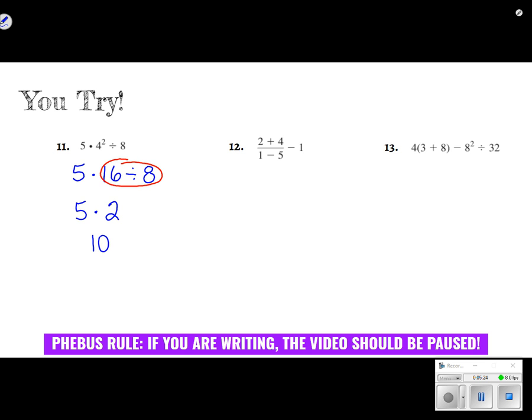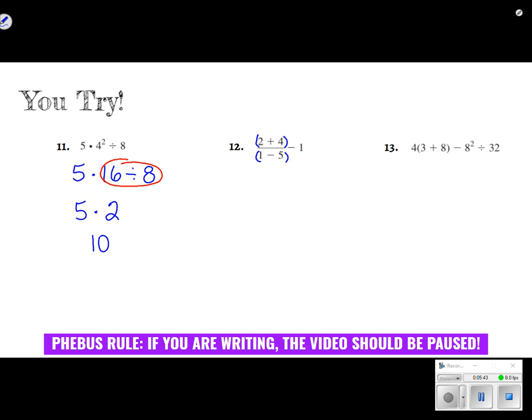Just be aware and be cautious as well. All right, there are no parentheses in 12, but we technically have a grouping symbol. So we have numbers that are grouped in the numerator and they're grouped in the denominator. So because of that, we would want to work those pieces first.